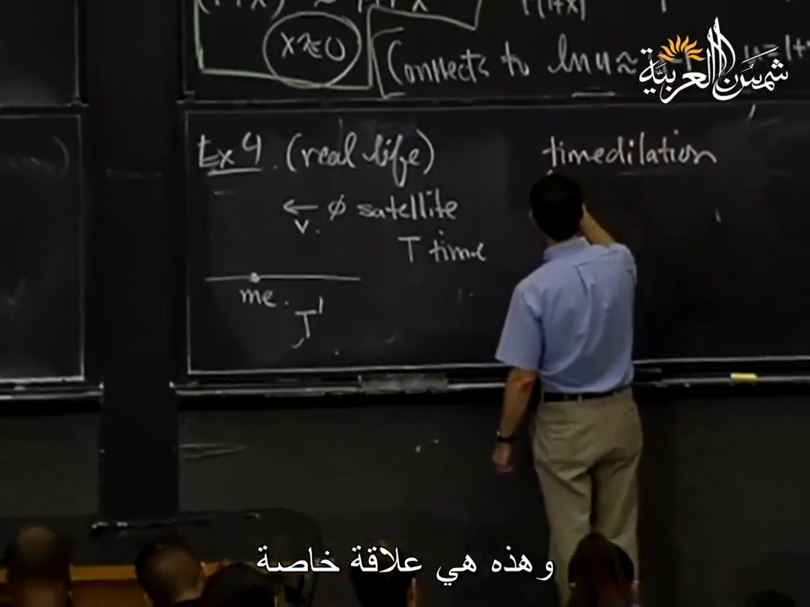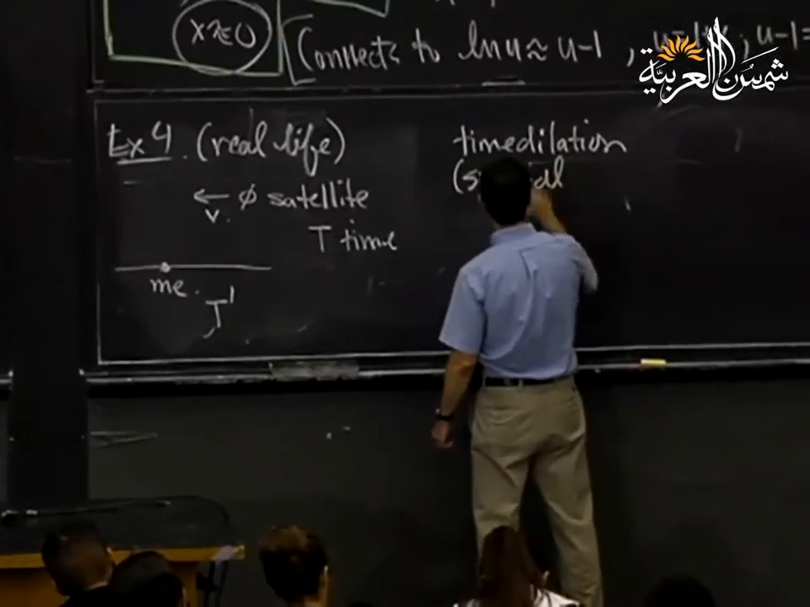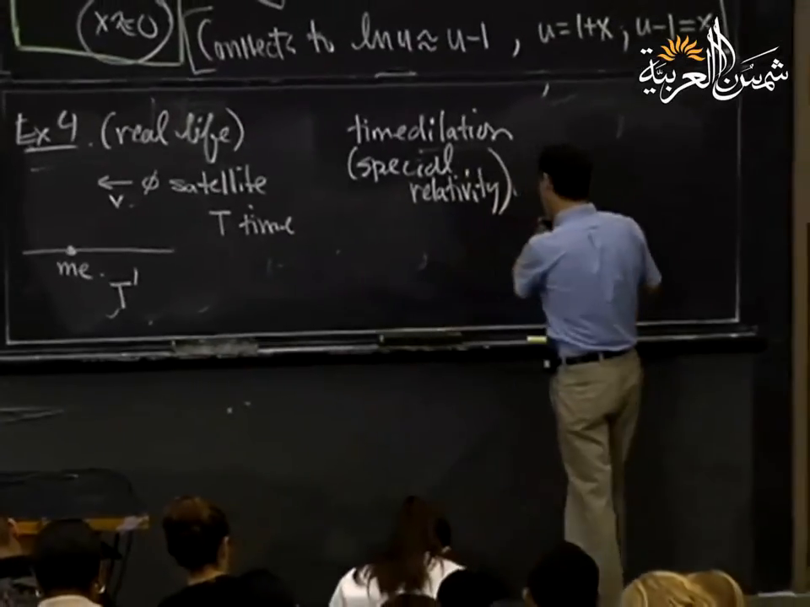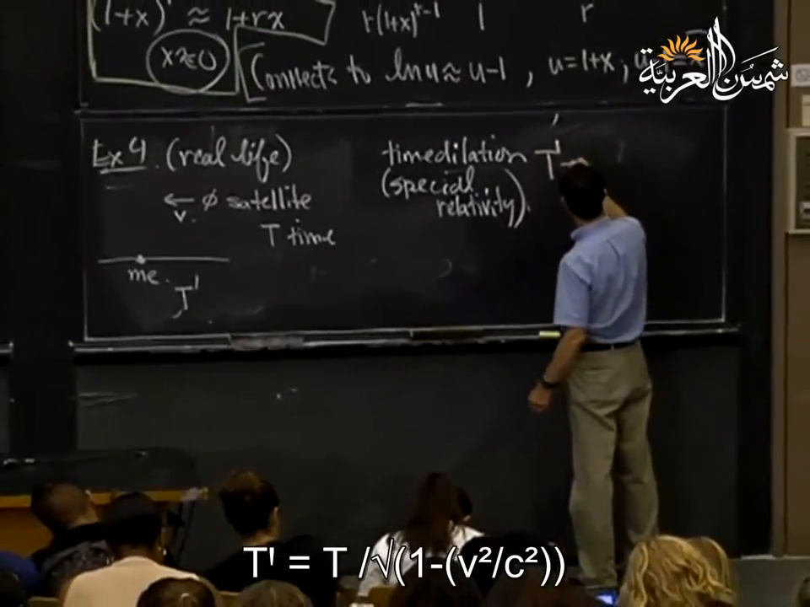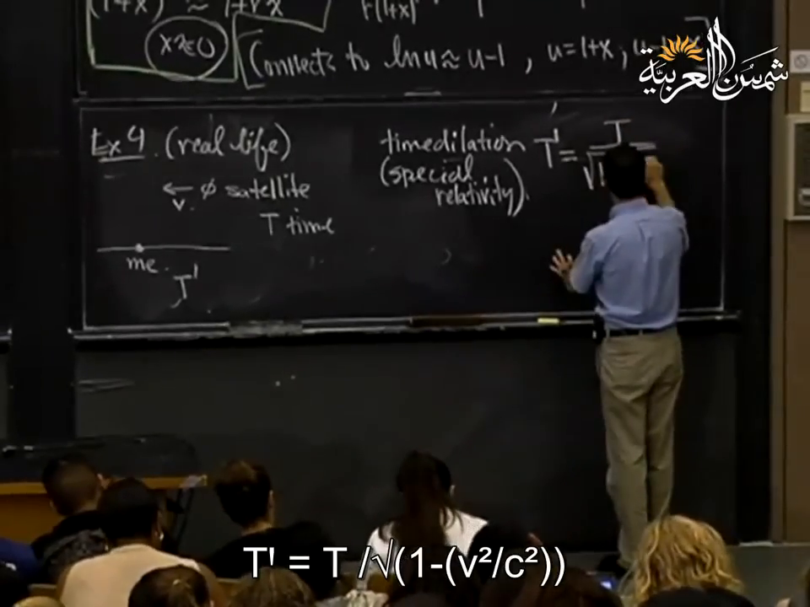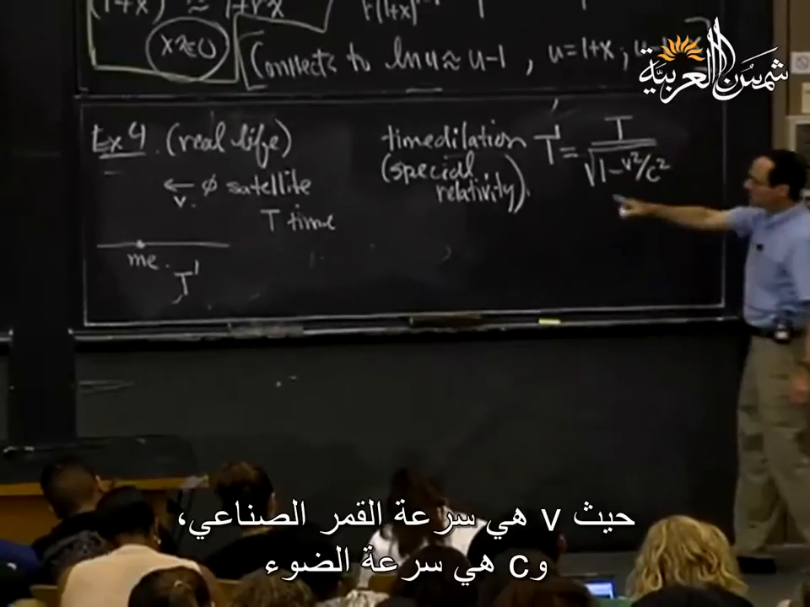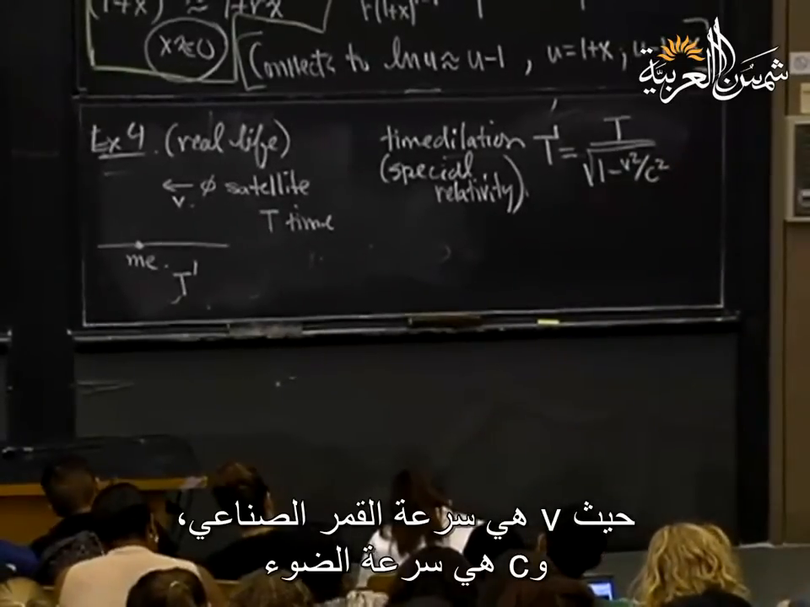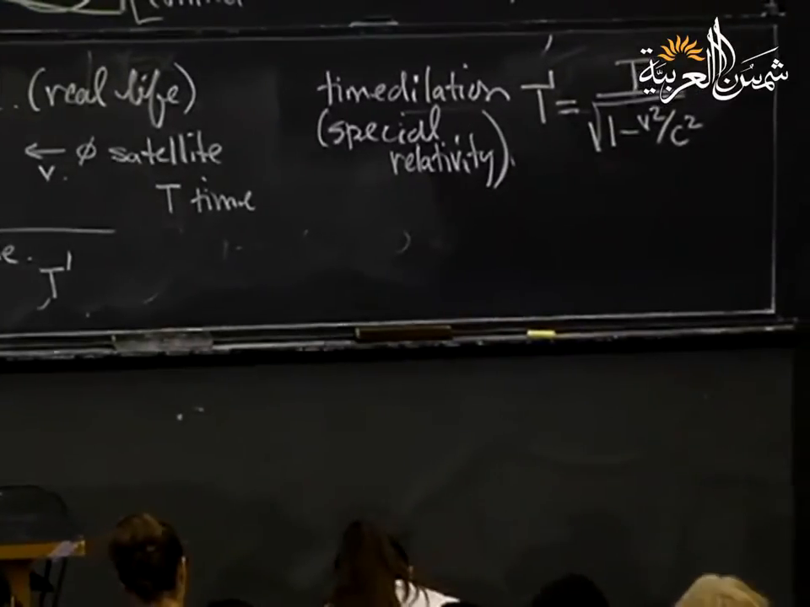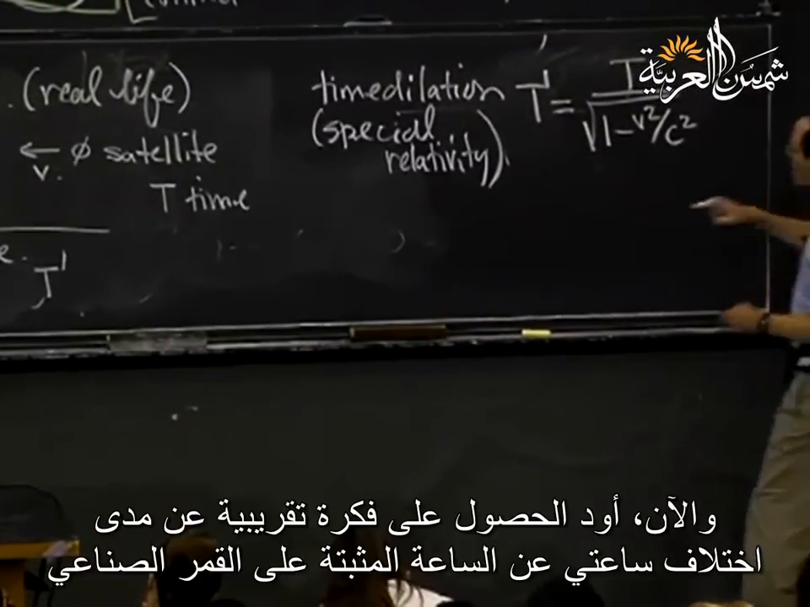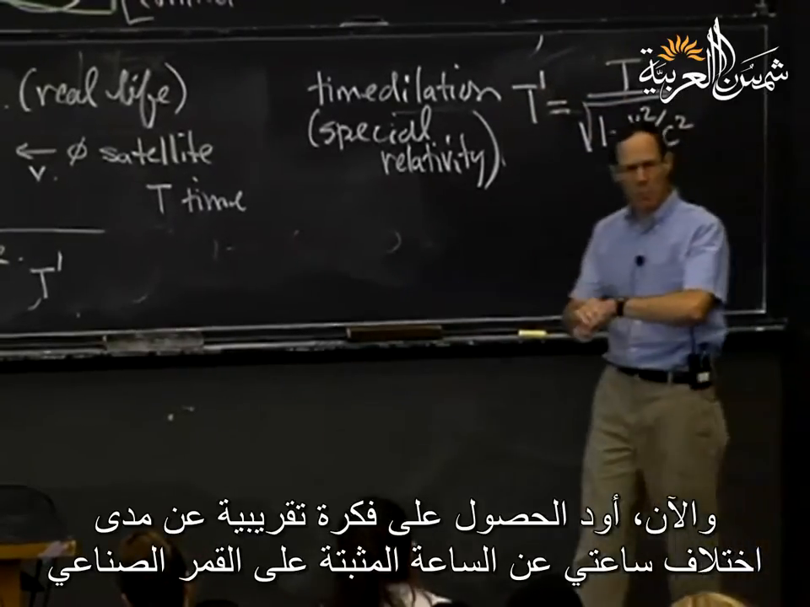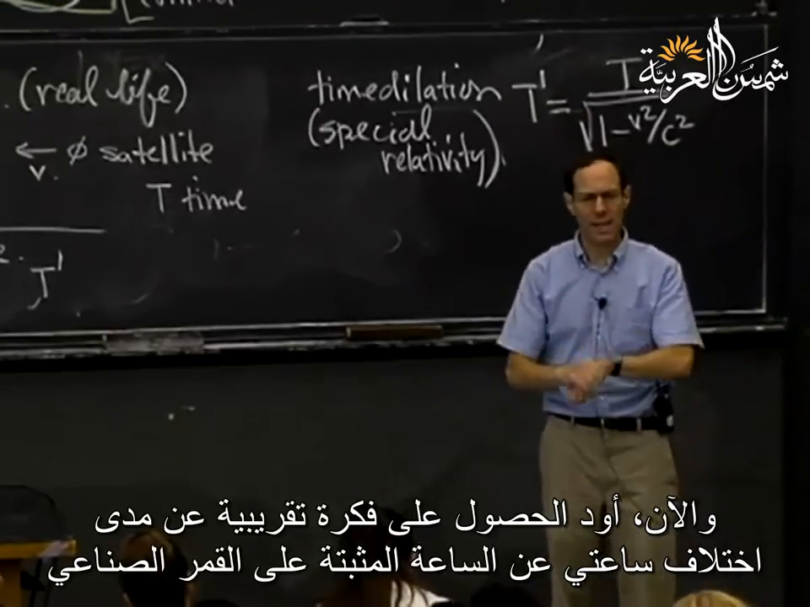And this is from special relativity. And it's the following formula. T prime is equal to t divided by the square root of 1 minus v squared over c squared, where v is the velocity of the satellite and c is the speed of light. Okay? So now I'd like to get a rough idea of how different my watch is from the clock on the satellite.